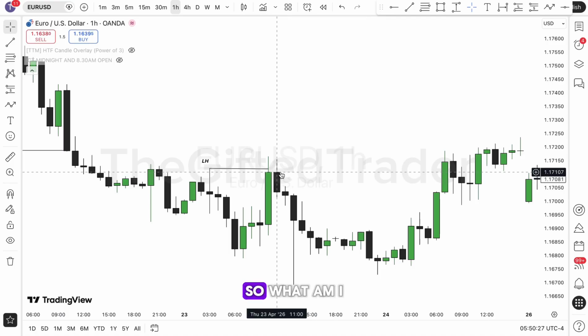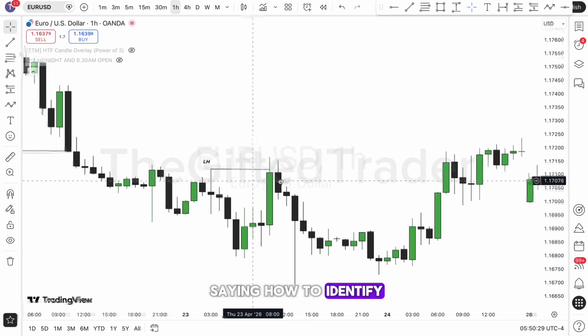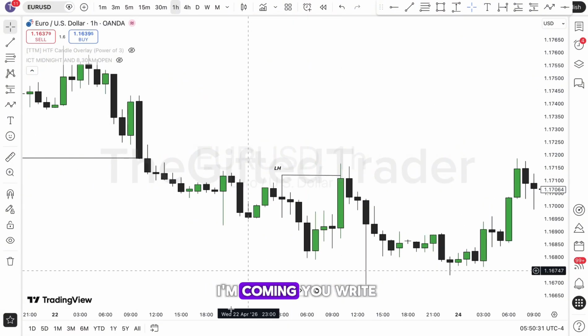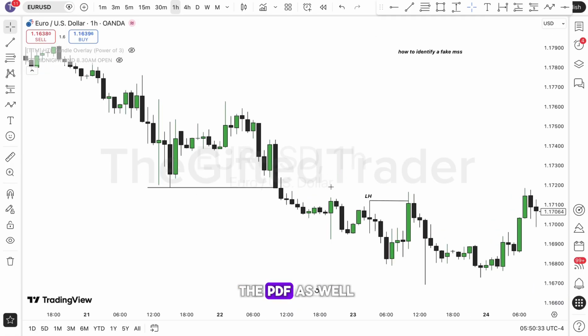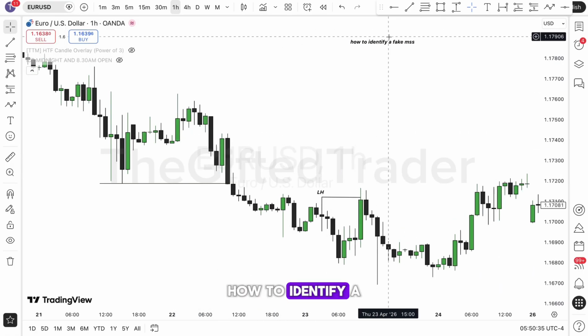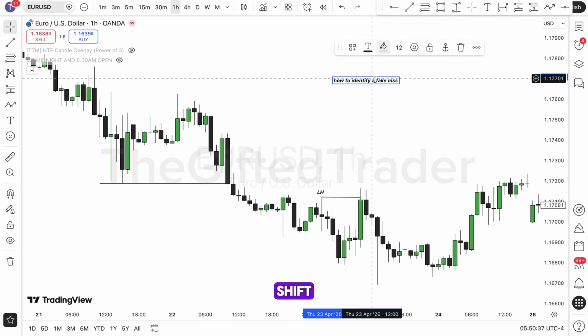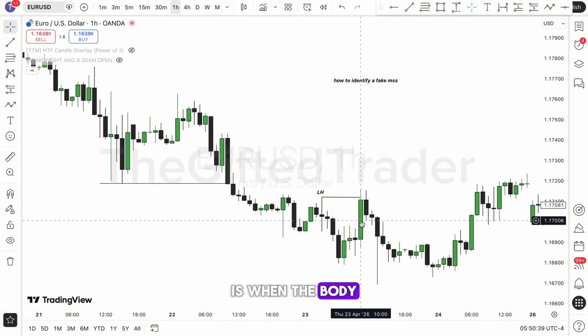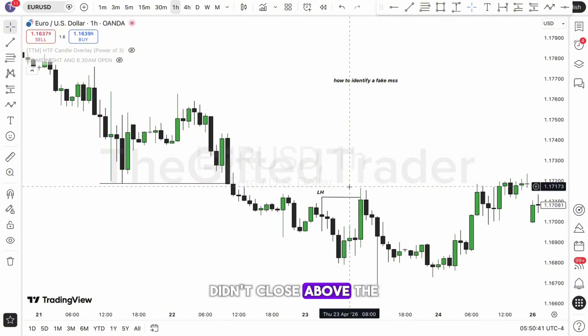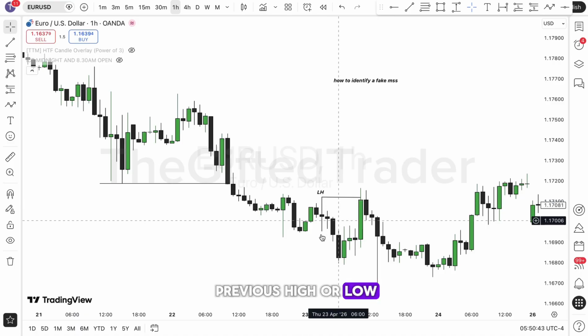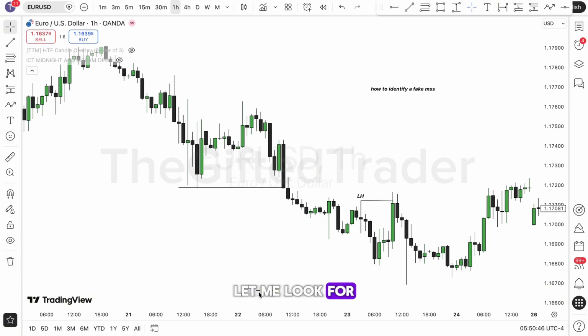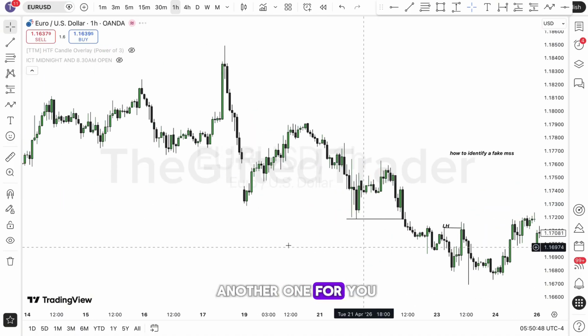Okay. So, what am I saying? How to identify, you write this down. I'll write it in the PDF as well. How to identify a fake market structure shift is when the body of the candlestick didn't close above the previous high or low. Let me look for another one for you.